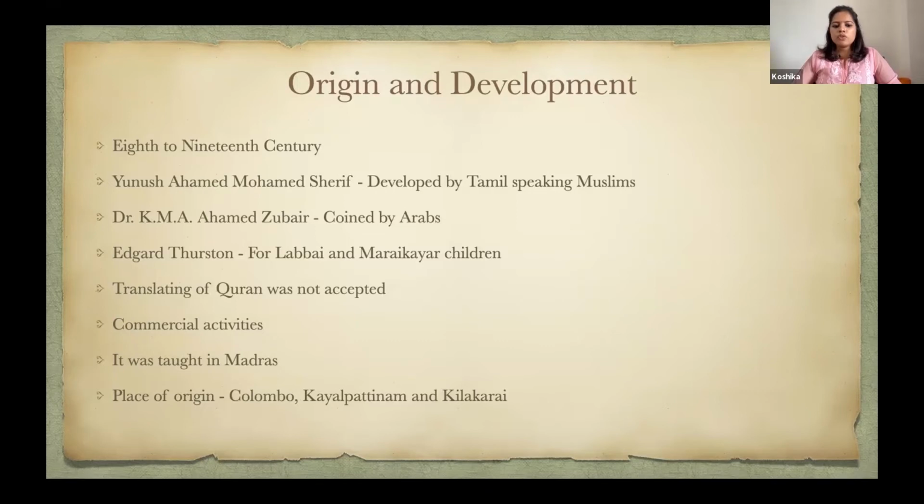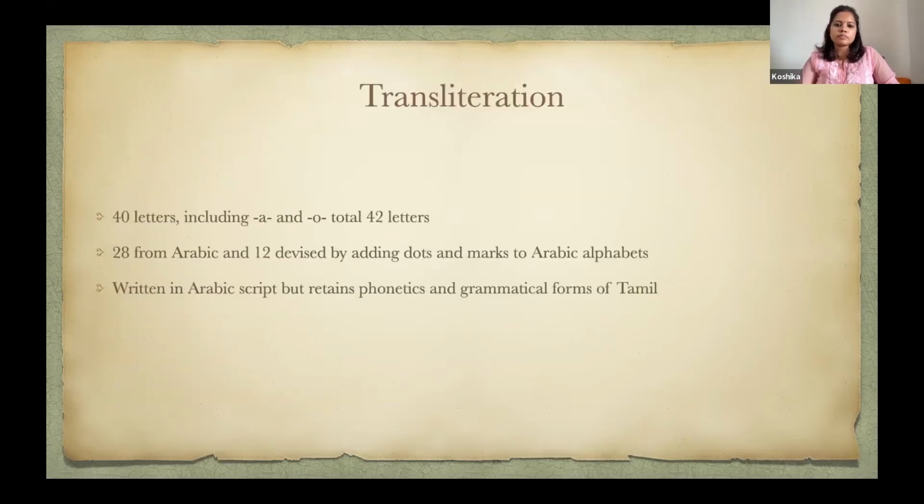As I said earlier, the places of origin are Kayalpatnam and Keelakarai in Tamil Nadu, India, where the Tamil Muslims were found, and Colombo in Sri Lanka as well. These were all main ports of trade. So the origin of Arabi is said to be in these places, but we have no clear-cut evidence for that.